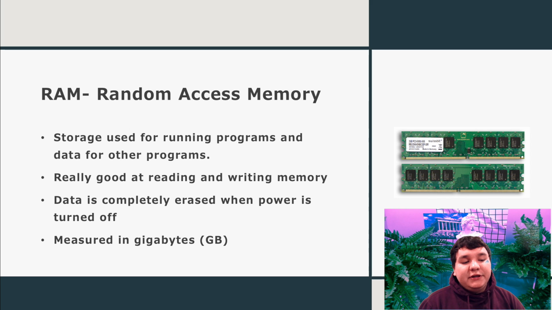Random access memory, or RAM, is temporary storage used for running programs and data that other programs use. RAM is really good at reading and writing memory because of how fast RAM is. I said it was temporary because if the computer loses power or is shut off, everything in the RAM is erased. RAM size is measured in gigabytes.